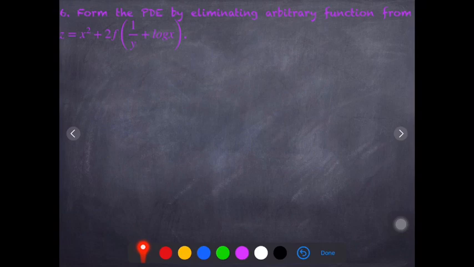Okay, moving to the next problem. Form the PDE by eliminating the arbitrary function from z is equal to x square plus 2 into f of (1 by y into log x), they are given.